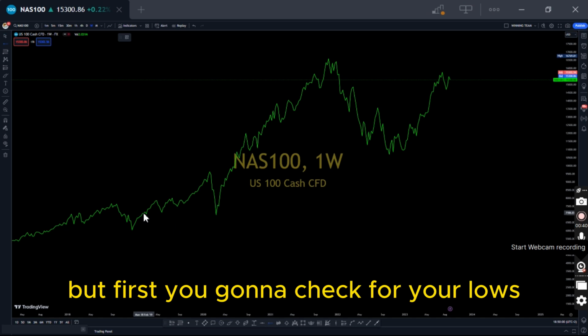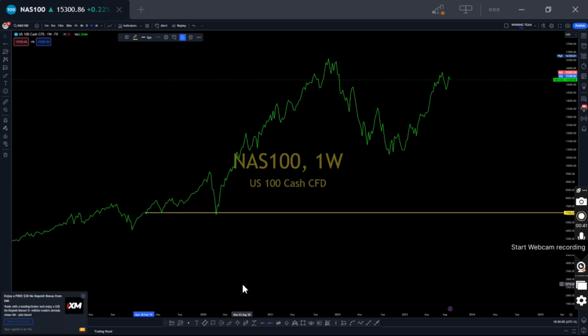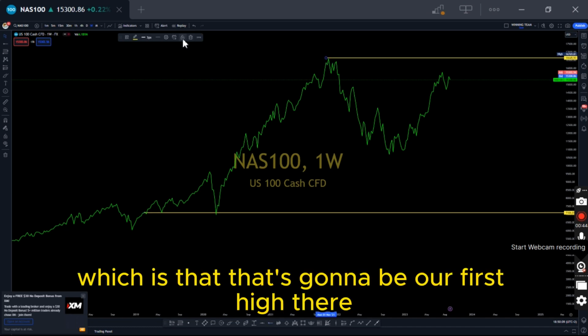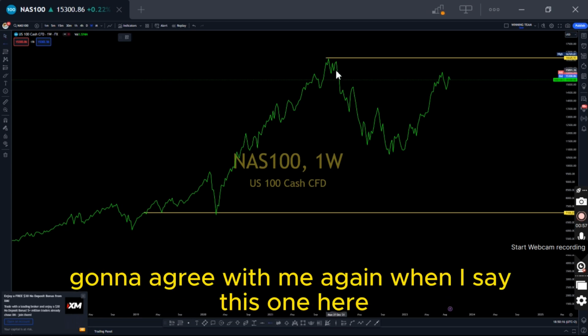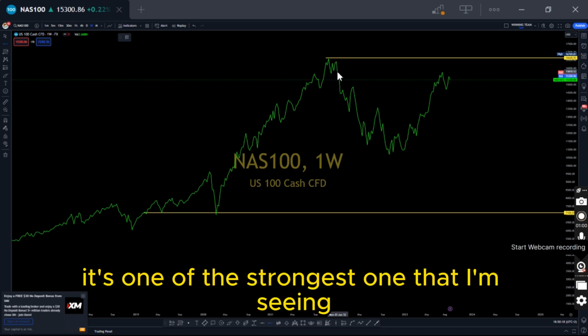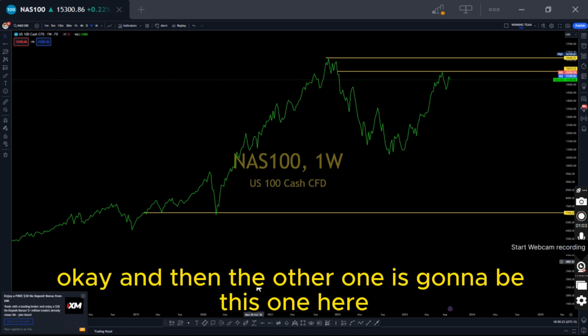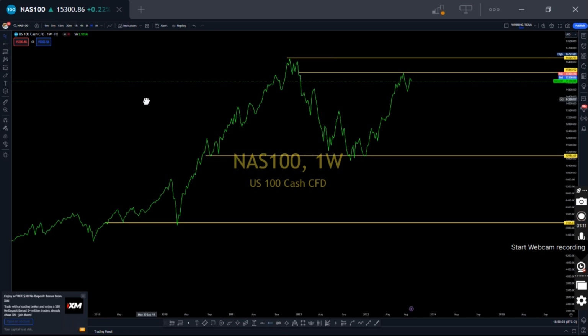So first, you're going to check for your lows, and you'll agree with me that we have that low there. Then we're going to look for our high, which is going to be our first high there. Then you're going to agree with me again when I say this zone here. It's one of the strongest zones that I'm seeing. Okay, and then the other one is going to be this one here. That's one of the strongest zones that I'm seeing.